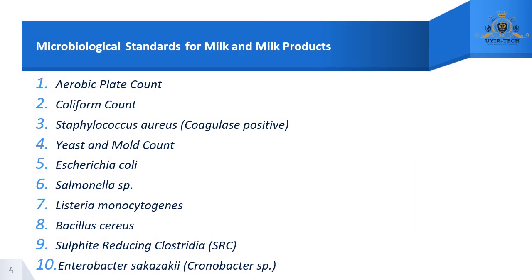And the microbiological standards for milk and milk products: aerobic plate count, ISO 4833, coliform counts, ISO 4832, Staphylococcus aureus, that's ISO 6888, yeast and mold count, ISO 21527 or ISO 6611, E. coli, that's ISO 16649, Salmonella species, ISO 6579, Listeria monocytogenes ISO 11290, Bacillus cereus ISO 7932, and sulfite reducing Clostridia ISO 15213, and Enterobacter sakazakii or Cronobacter species, that's based on ISO 22964.